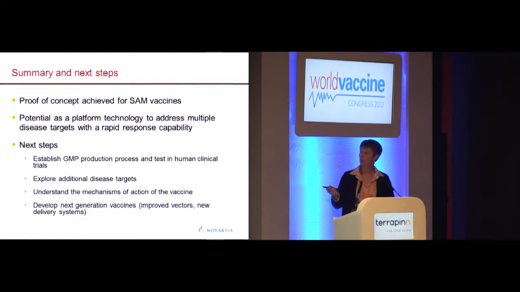So for the next step, we are in the process of establishing GMP production and to enter test in human clinical trials. We are exploring additional disease targets, and we are also very keen in understanding the mode of action of that vaccine. How does it work? I showed you humoral responses, T cell responses, but clearly there is a lot more that we need to understand from that kind of vaccine. And we are also actively working to develop the next generation vaccine, improving the vectors and improving the delivery systems.